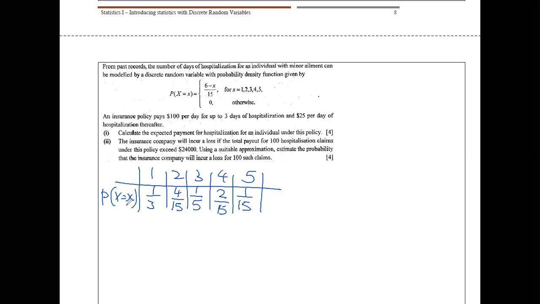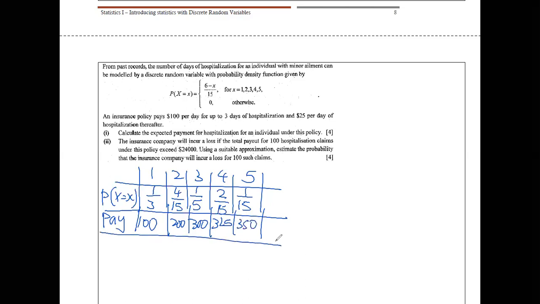So how do I get the expected payment? How can I write down the expected payment? We can come up with one more column, the last column here, which we call the payments. So 1 day will be $100. 2 days will be $200. 3 days will be $300. 4 days will be $325. 5 days will be $350. These are the payments for the individual days.